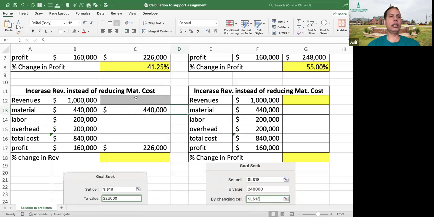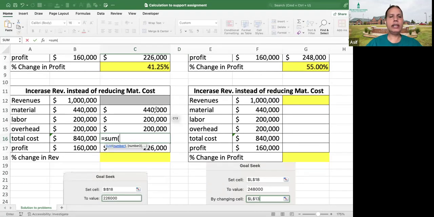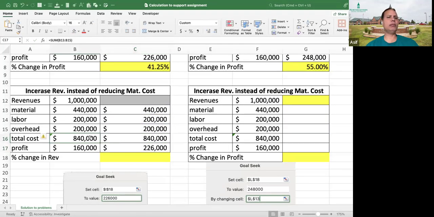but instead we are choosing a different route, that is increasing revenues. Okay, labor cost remains the same, 200,000. Overhead remains the same, that's 200,000. And total cost would also remain the same. We have to calculate it, and total cost is the sum of material cost plus labor cost plus overhead. That becomes 840,000, which is the same, no change. So you can see here that all these three variables remain the same. We did not make any change. The only change we are going to make will be in revenue. How much? We want to know.